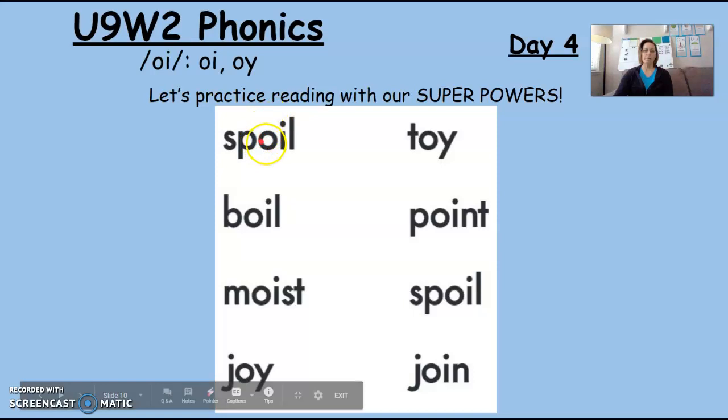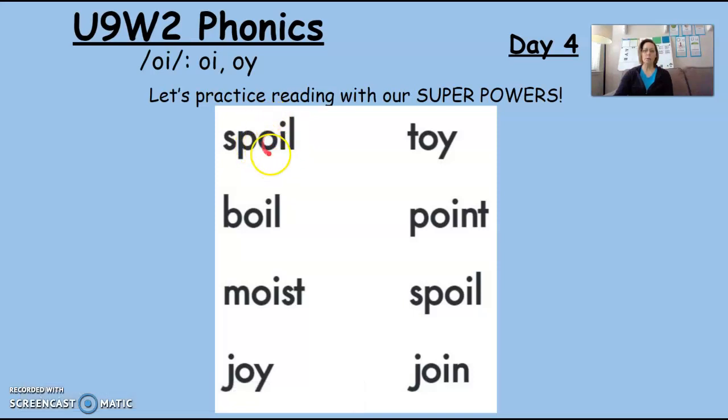I see that we have an OI in the middle of this word. It's a medial sound in the middle. And I see a SP blend at the beginning. So 2 taps on our heads. Sp, sp, sp. Superpowers up, ready, begin. Oil, spoil, oil, spoil.